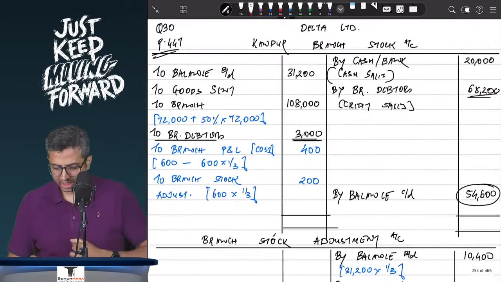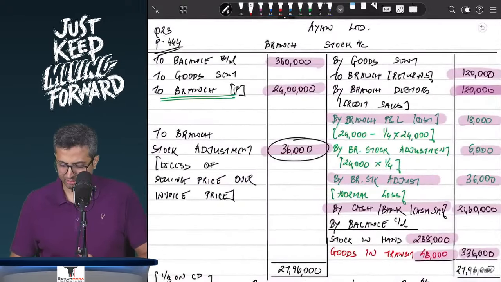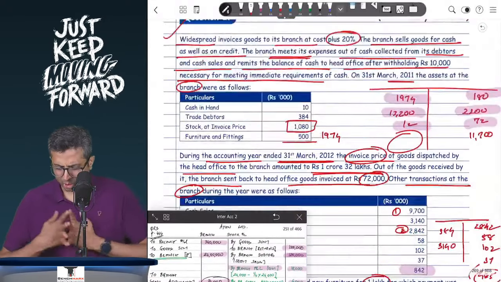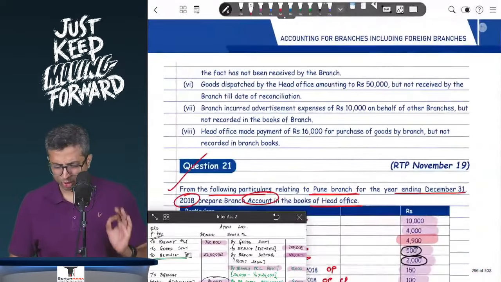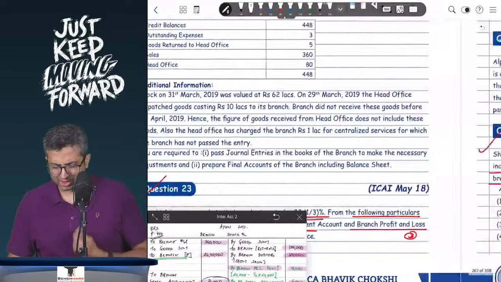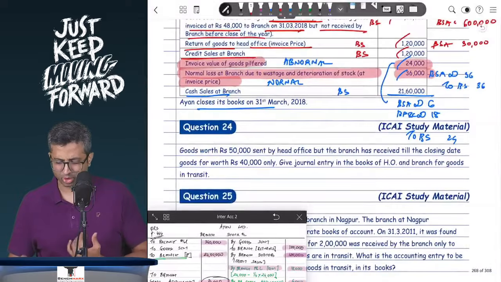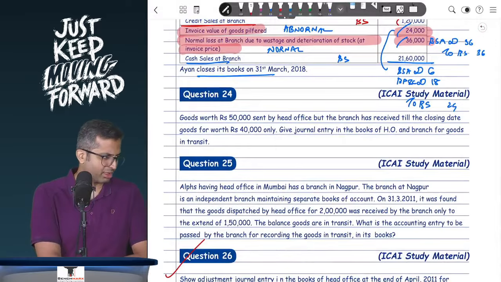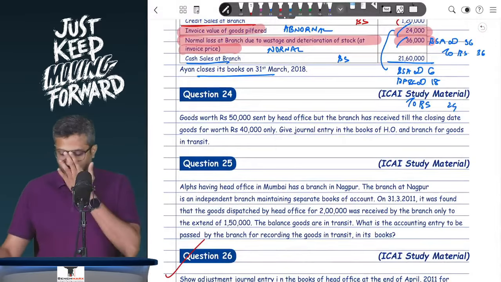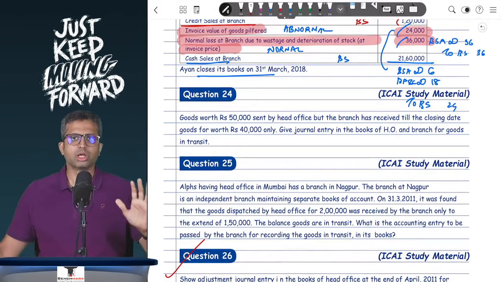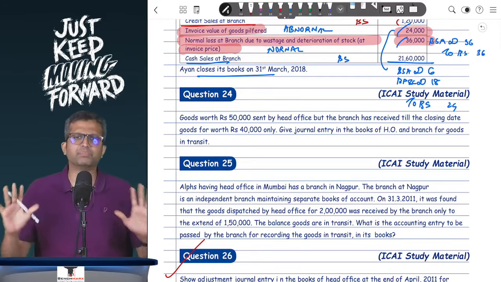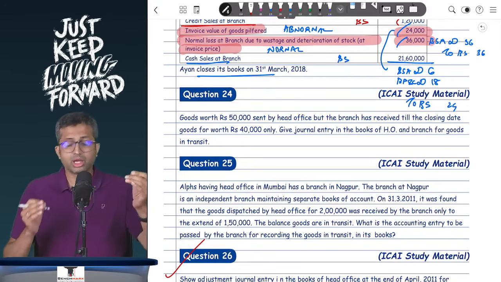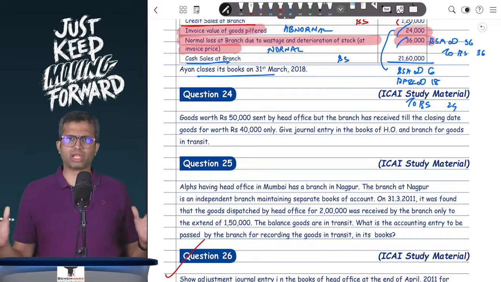Okay, so this takes care of question number 27 as well. Now before we proceed further, we will go to the other adjustments, which is fairly easy, I would say, of something called an independent branch. Now as the name goes, what happens in case of an independent branch? In case of an independent branch, the branch itself will keep detailed records. It will have its own trial balance.